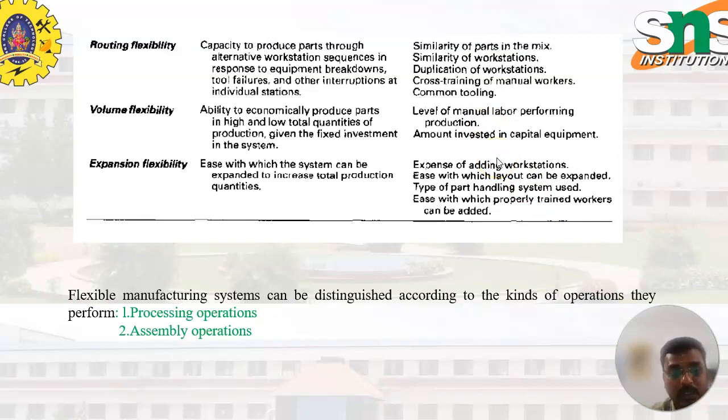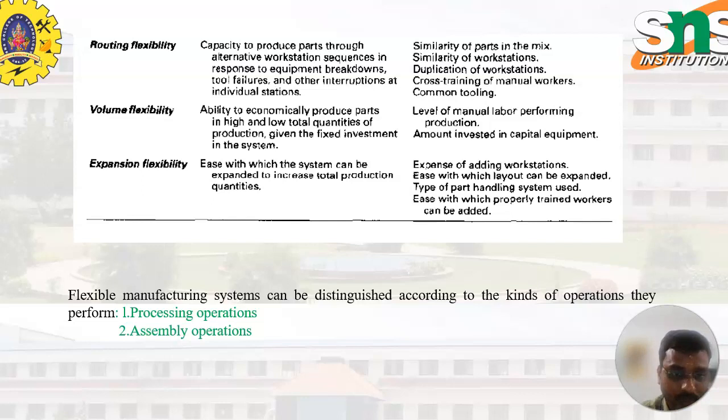Then routing flexibility is the capacity to produce parts through alternative workstation sequences in response to equipment breakdowns and tool failures. If any machine breaks down or a tool fails, we can directly move that workpart to another machine to complete the process. Volume flexibility is the ability to economically produce parts in high and low total quantities of production, given the fixed investment in the system.